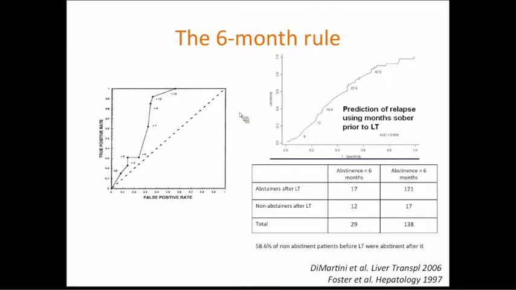Of course, it challenges the 6-month rule, but it's not a good rule at all. It's, let's say, specific, but it's not sensitive enough. These are 2 papers from Di Martini, published 11 years ago, and from Foster, published 12 years ago, showing these are the 2 ROC curves, not very good in fact, to predict alcohol relapse after liver transplantation. And as you can see in this paper from Foster, more than 50% of non-abstinent patients before liver transplantation were abstinent after it. So we need to have data to evaluate which patient is susceptible to reach abstinence after liver transplantation, and it's not so simple to predict, in fact.